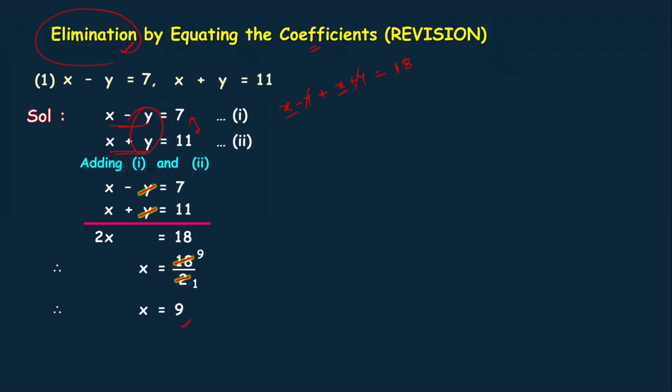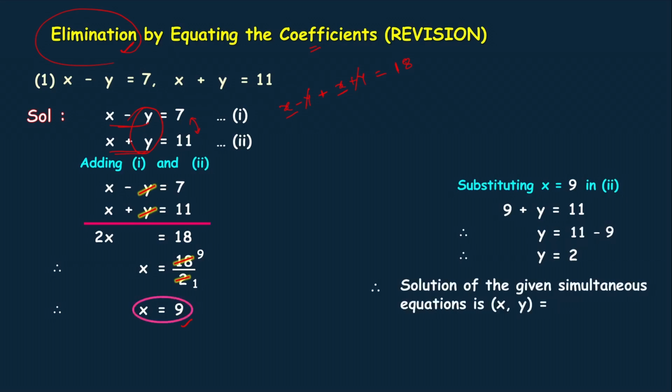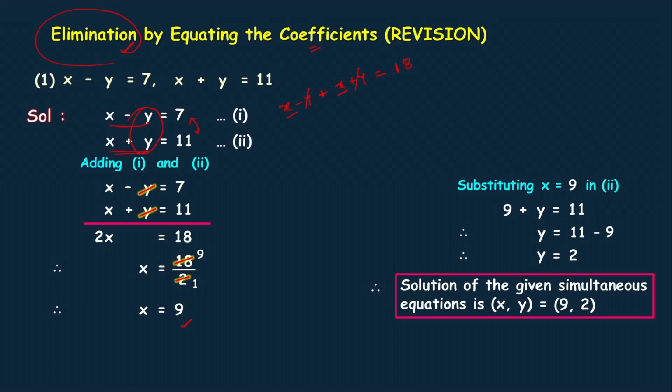Once you get one of the variables, substitute in any one of the equations. So substituting x is equal to 9 in equation 2, what will happen? y will be equal to 11 minus 9, that will be equal to 2. That's how easily I can get the value of x and y. That's what we were looking for, right? With the real life problem, we were able to make the equation, but we were not able to solve the equation. Now this is the method. This is how you solve the equation to reach your answer. Let's try a few more equations now.